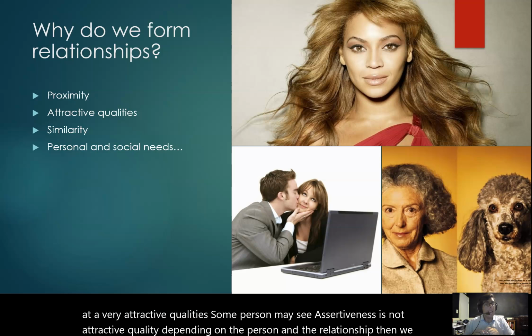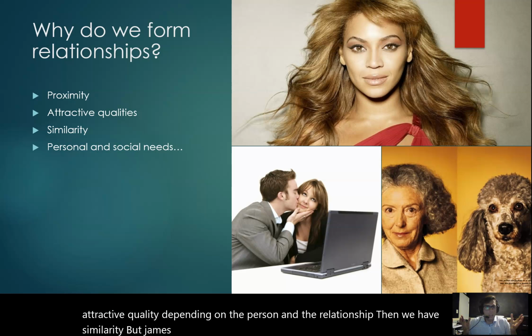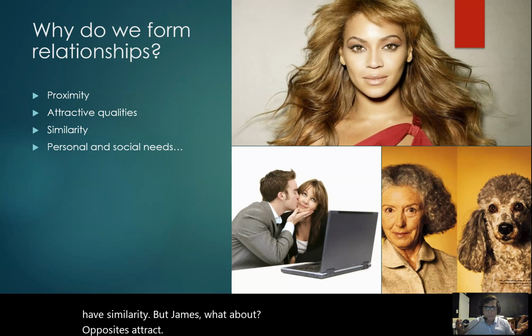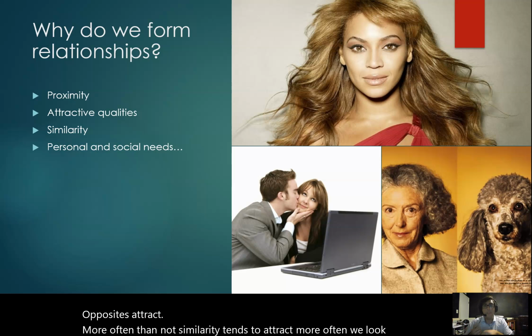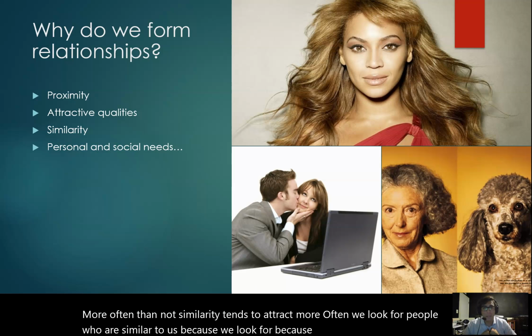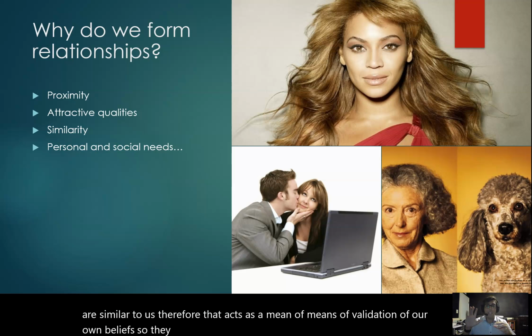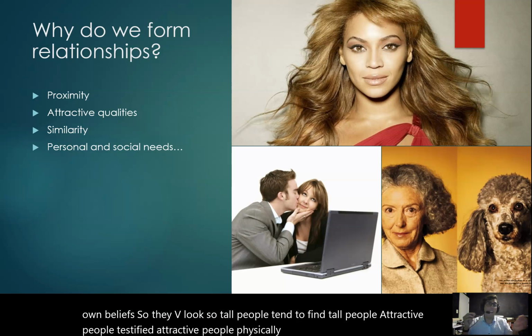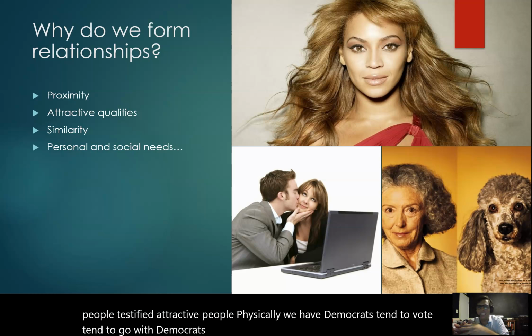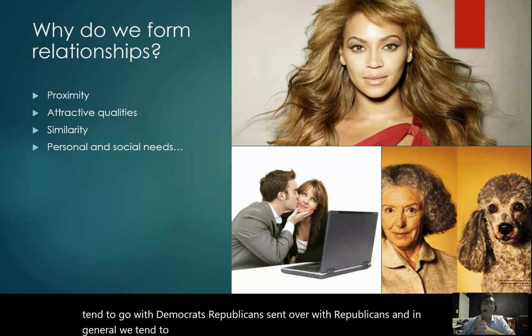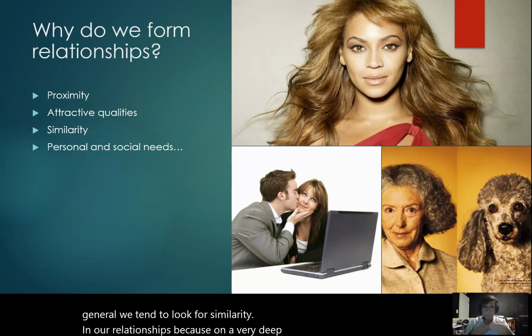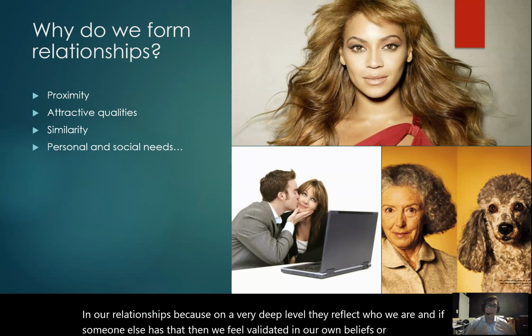Then we have similarity. But James, what about opposites attract? More often than not, similarity tends to attract more often. We look for people who are similar to us because when we find people who are similar to us, that acts as a means of validation of our own beliefs. So tall people tend to find tall people. Attractive people tend to find attractive people physically. Democrats tend to go with Democrats. Republicans tend to go with Republicans. And in general, we tend to look for similarity in our relationships because, on a very deep level, they reflect who we are. And if someone else has that, then we feel validated in our own beliefs or our own behaviors or who we are.